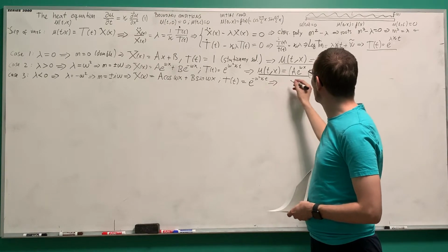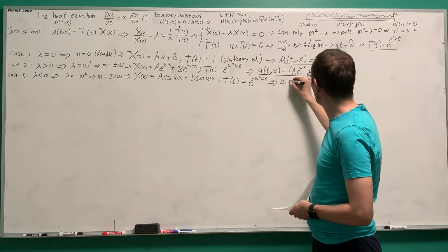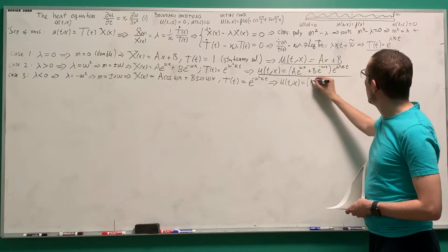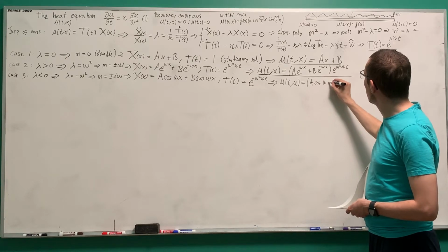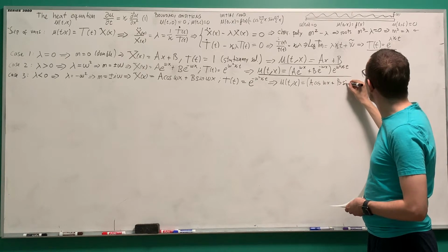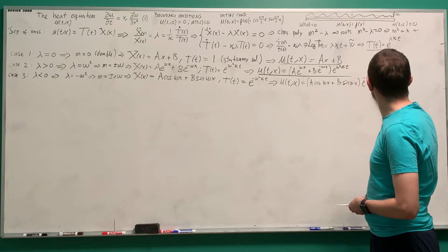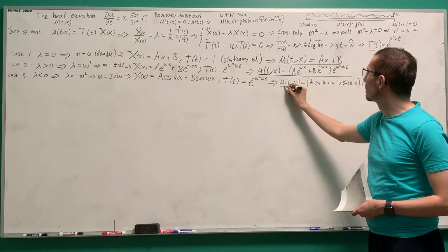All right, the total solution then in this case, in case 3, would be the product of the two. So it would be a product of a cosine omega x plus b sine omega x, times e to the minus omega squared kappa t.